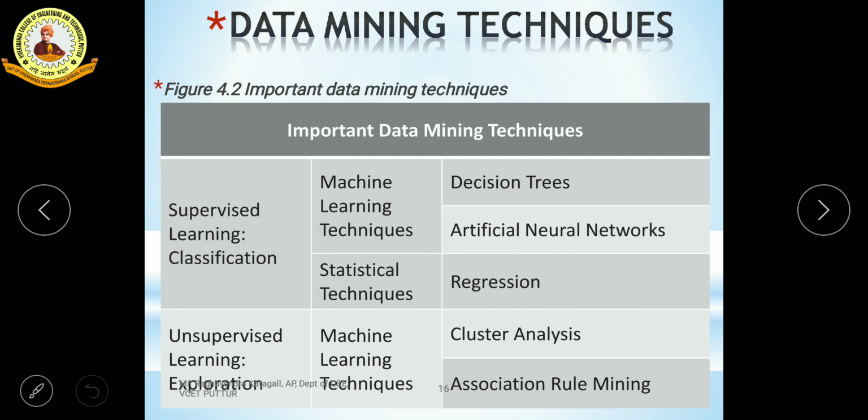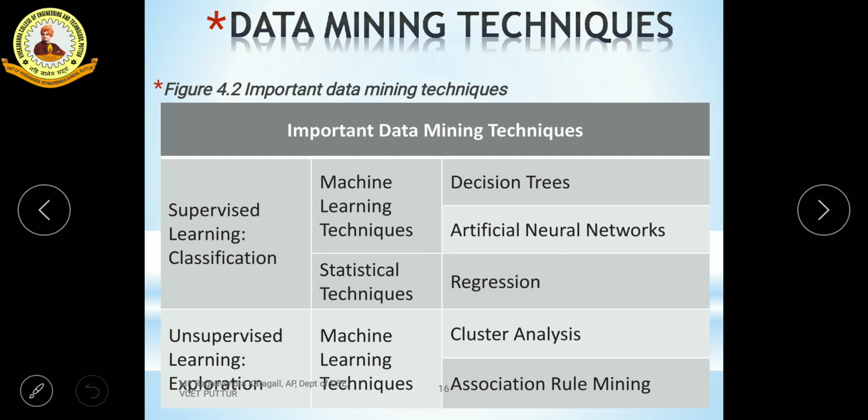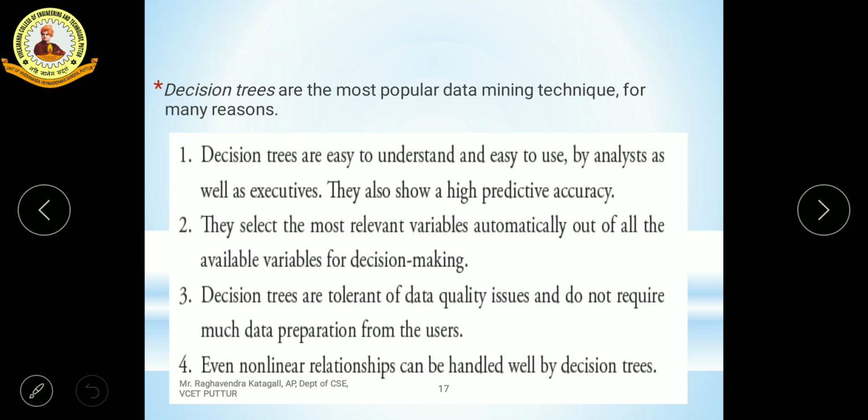Okay, then data mining techniques, we have learned this. Under supervised learning techniques, those are called classification. We have decision trees, we have ANN, we have regression, and under unsupervised learning we have cluster analysis and association rule mining. Okay, so what are decision trees? These are popular mining techniques. As I already told you, it is a hierarchical structure. It is a hierarchical tree which is easy to understand and easy to use by analysts.